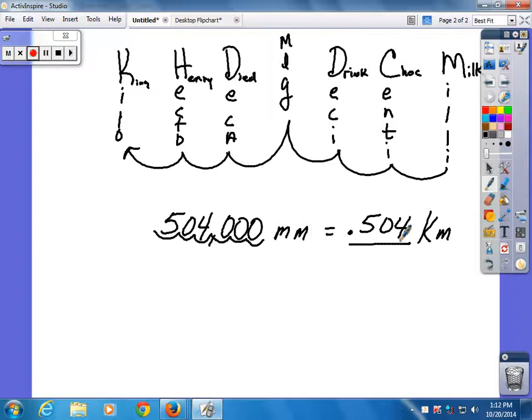So how many milliliters are in a deciliter? 20. You sure? Why'd you get 100? 10 times what? 10. There is 100 milliliters in a deciliter. How many milliliters or whatever is in a liter? 10 times 10 times 10? 1,000.